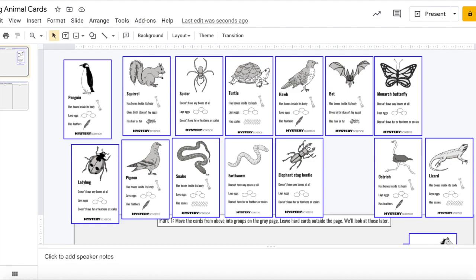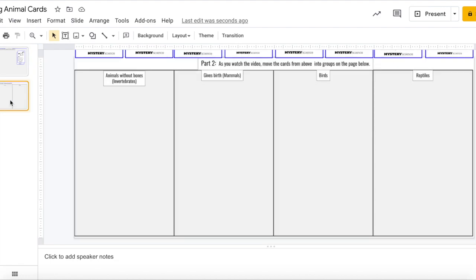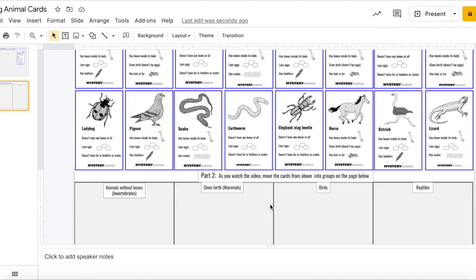After you do this sort, you're going to go watch the video from Mystery Science Doug. He's going to talk about doing this sort as well, but then he's also going to give you tips about where the animals actually belong and what groups they are. After you watch Doug's video, you're going to go to page 2 of this slideshow.